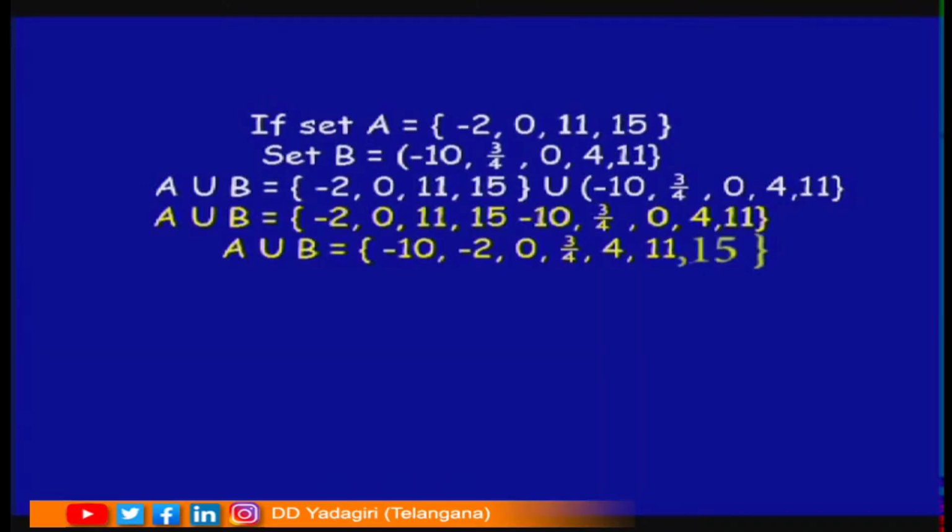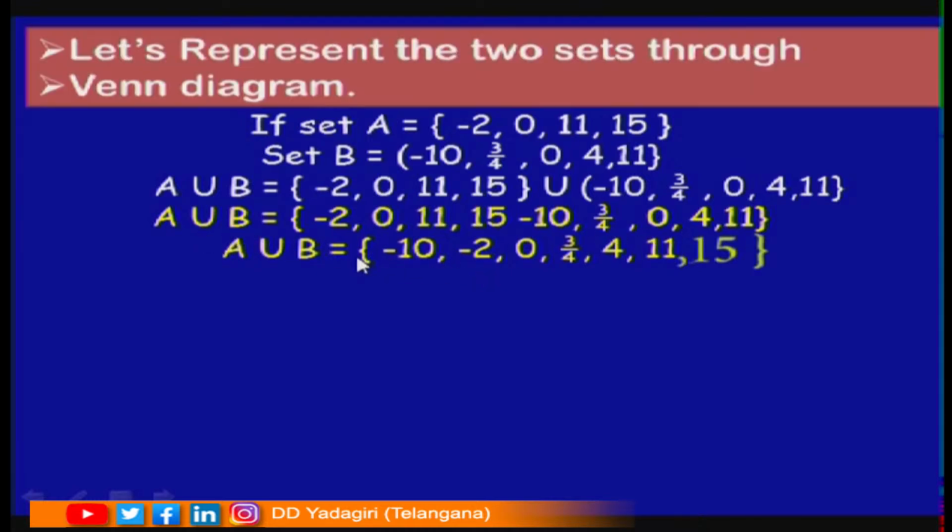One more example you consider. If set A is minus 2, 0, 1, 11, 15. Set B is minus 10, 3 by 4, 0, 4, 11. Then what will be A union B? If you combine both elements, I have written like this. Yes, you can write like that. A union B will be the combination of both elements. Let us see. So, let us represent these two sets through a Venn diagram again.